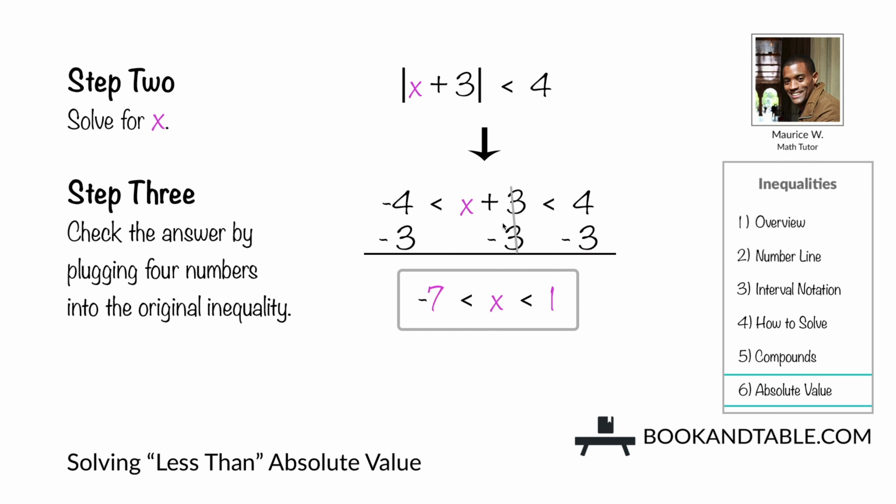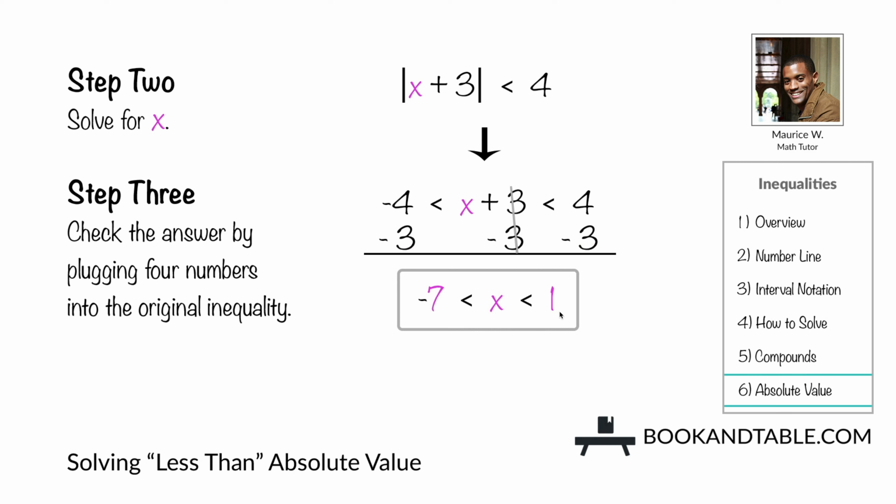So we want to subtract 3 from all three of these terms. So on the left side, we have -4 minus 3, which gives us -7. In the middle here, that leaves us with x. And on the right side, we have 4 minus 3, which is 1. So that shows us that -7 is less than x, which is less than 1.